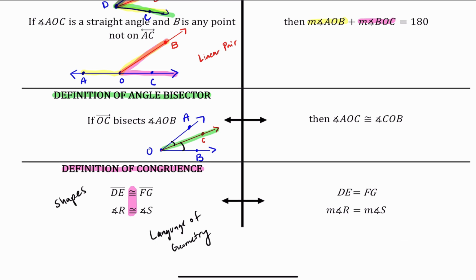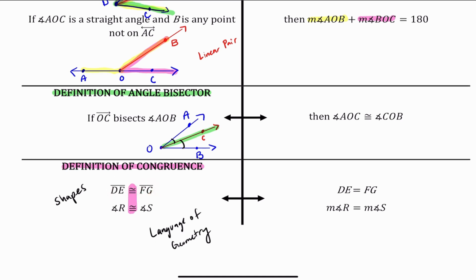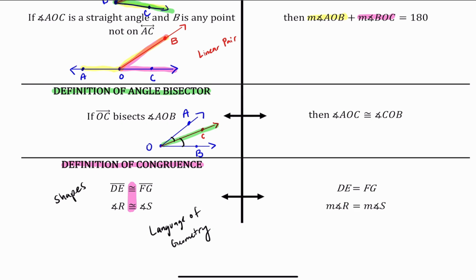So that means that this shape has to be congruent to this shape. For these two angles here, we can say that this shape is congruent to that shape. All in the language of geometry. So I'm going to go ahead and show you with an example here, using these two segments.